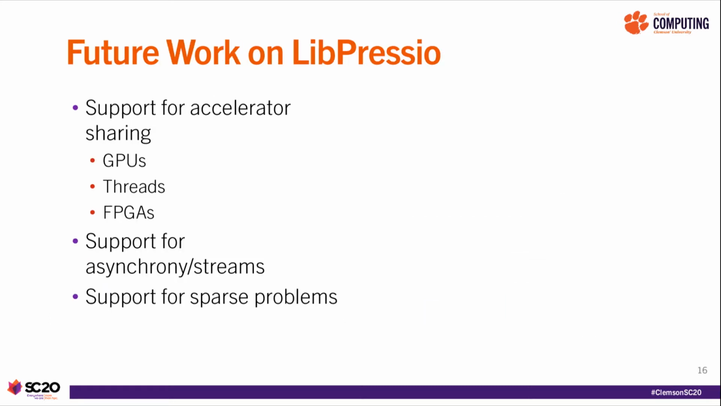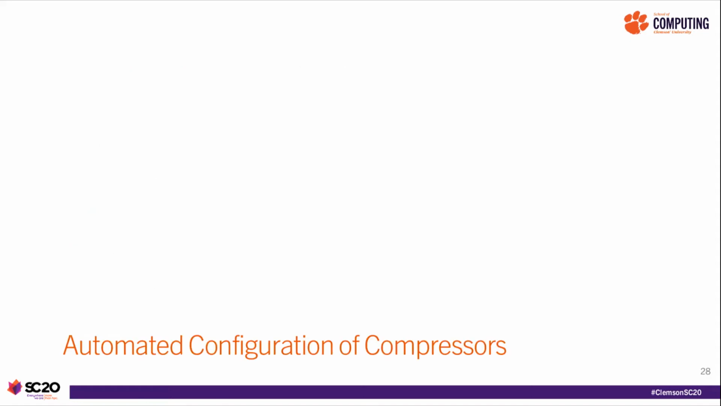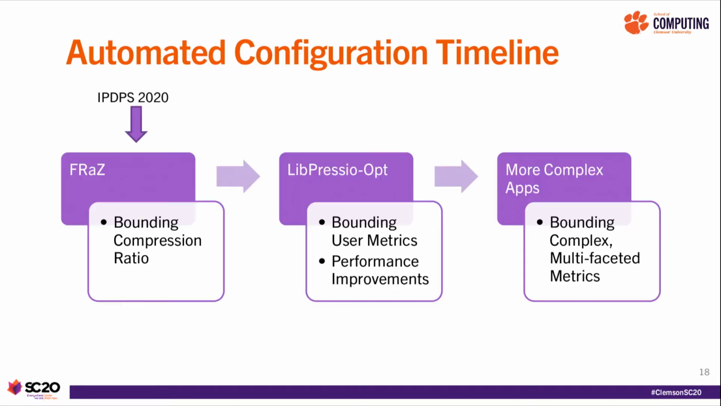So where do we want to take LibPressio in the future? I want to look at supporting sharing of accelerators such as GPUs, threads on a CPU, FPGAs, as well as better support for asynchrony in streams and support for sparse problems. Now let's talk about the automated configuration of compressors. We'll do so through a set of 3 papers, beginning with FRaZ, Fixed Ratio Compression, published in IPDPS 2020.